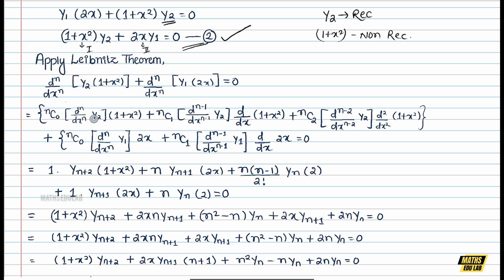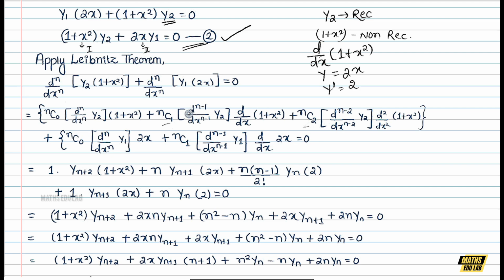For this, nC0 d^n/dx^n, y2 will be our recurrence function. So y2 (1 + x^2) plus nC0. So up to how many steps will we take this? Until we get the recurrence function's value as 0. That means, if you see here, for the derivative of this function, for the first derivative we get 2x, and for the second derivative we get the value 2. So up to 2 steps, that means 1 and again up to 2.